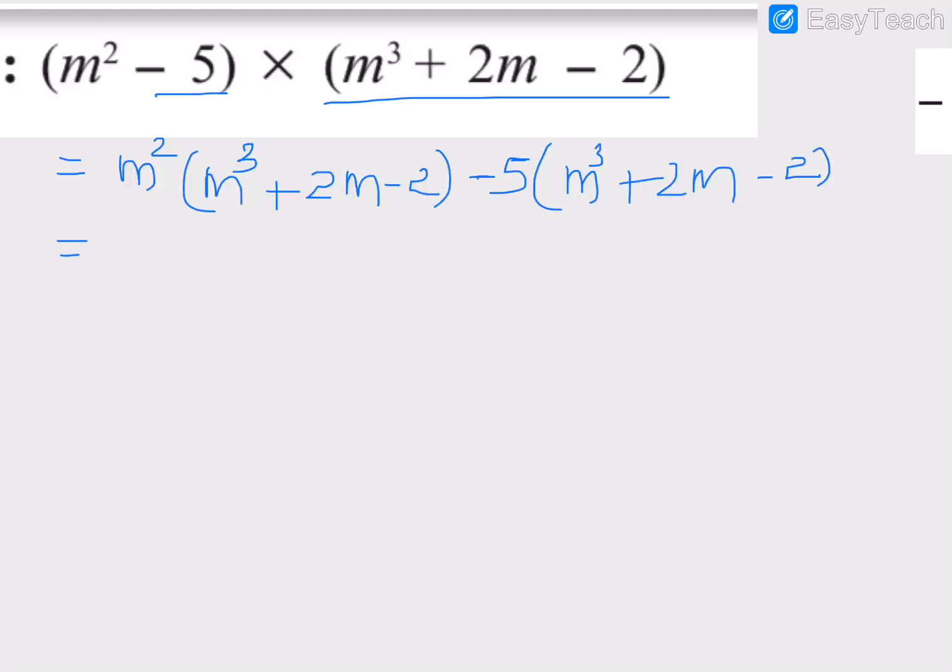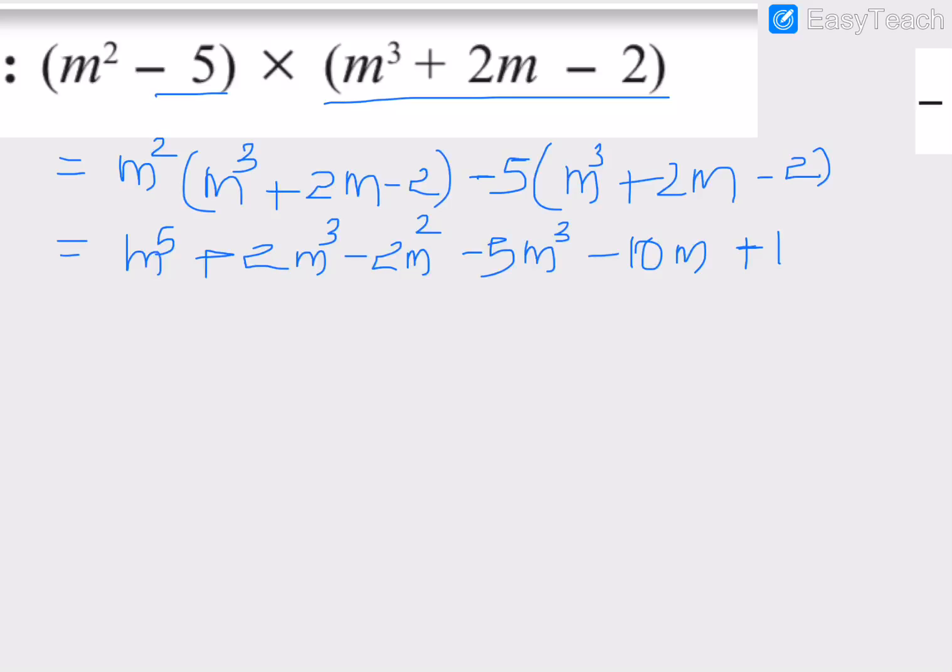Now we will open the bracket. As usual, we have to multiply m square with all the terms. So m square into m cube, m raised to 5, plus m square into 2m, it will be 2m cube, m square into minus 2, minus 2m square, minus 5 into m cube, minus 5m cube, plus minus 5 into 2m, it will be minus 10m, and minus 5 into minus 2, it will be plus 10. Negative into negative, it will be positive, so positive 10.